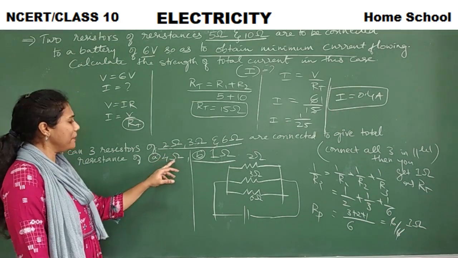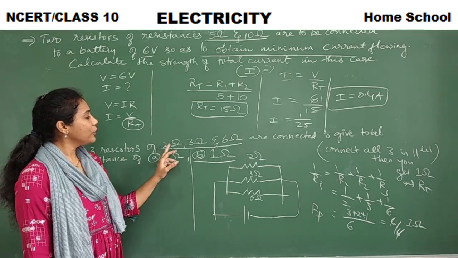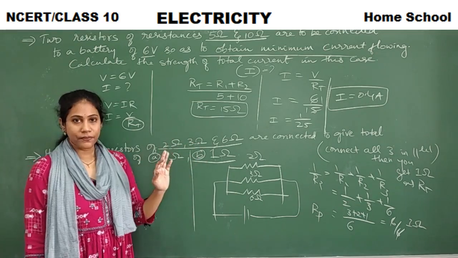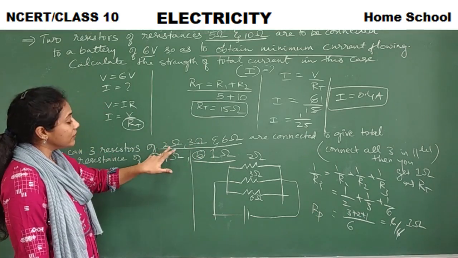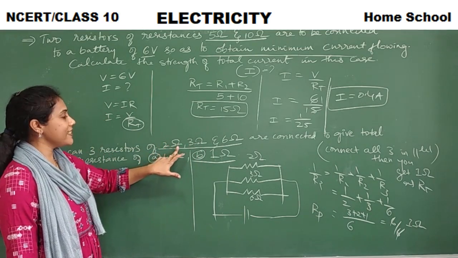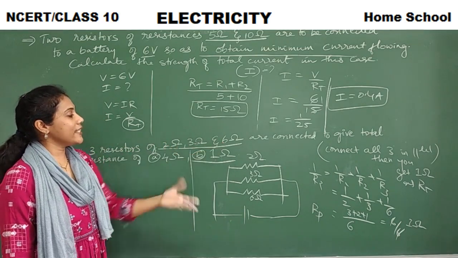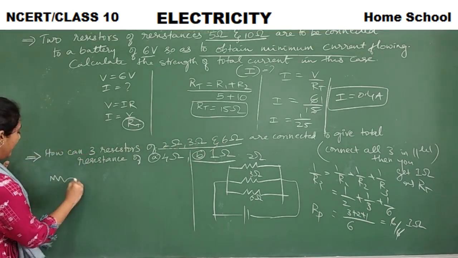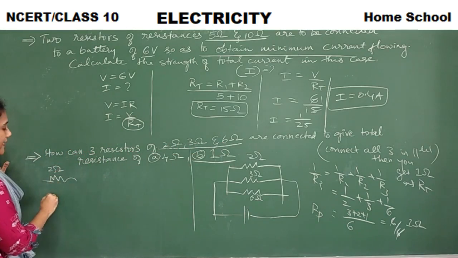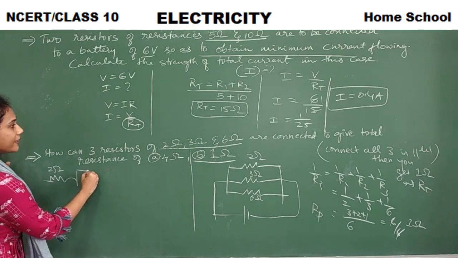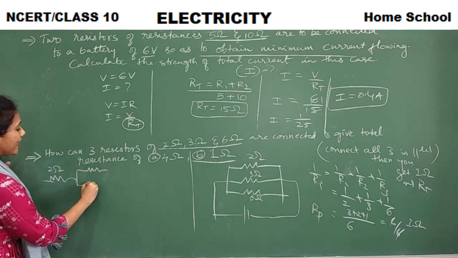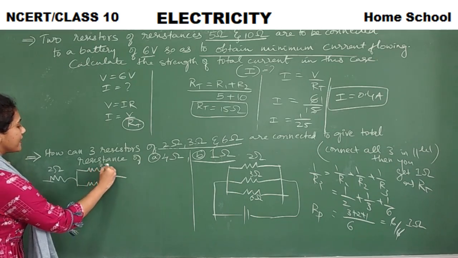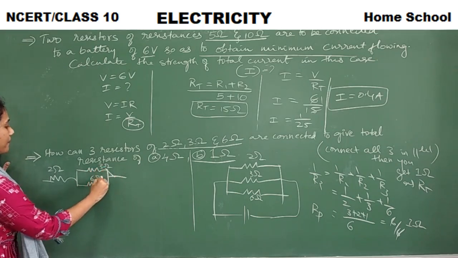This is not the minimum value compared to the 2 ohms and 3 ohms, right? That means something is there in series. Let us check it out. Take this 2 ohm resistor in series, and take these two in parallel. So I'm taking the 2 ohm resistor in series, and the 3 ohm resistor as well as the 6 ohm resistor in parallel.